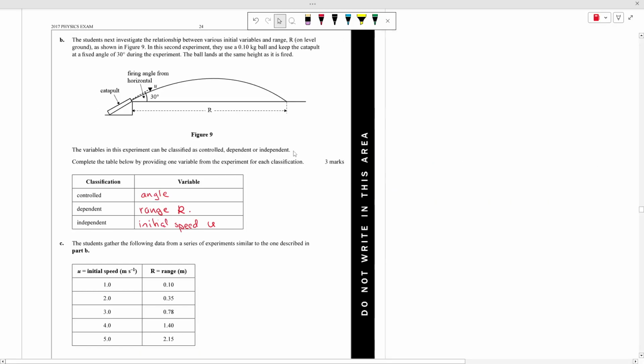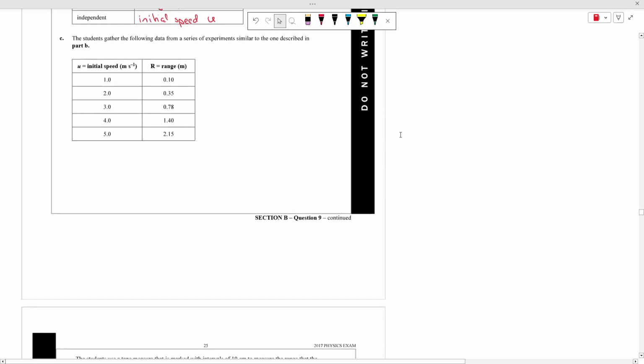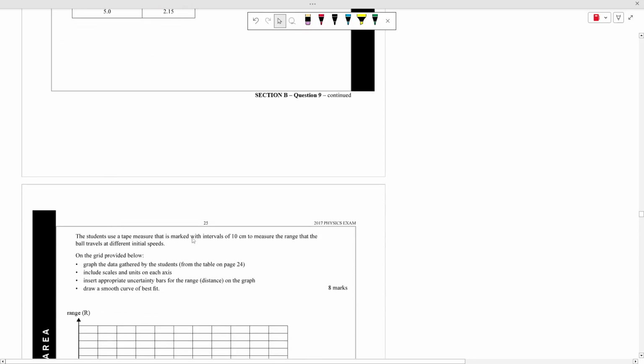Next one is students gathered data from a series of experiments similar to the one described in part B. Here's your data. It looks like we're changing the initial speed, and then we're seeing how far it travels, and we're just recording that down. The students use a tape measure that is marked with intervals of 10 centimeters to measure the range that the ball travels at different initial speeds. On the grid provided below, graph the data gathered by the students. Include scales and units on each axis. Insert appropriate uncertainty bars for the range on the graph, and draw a smooth curve of best fit.